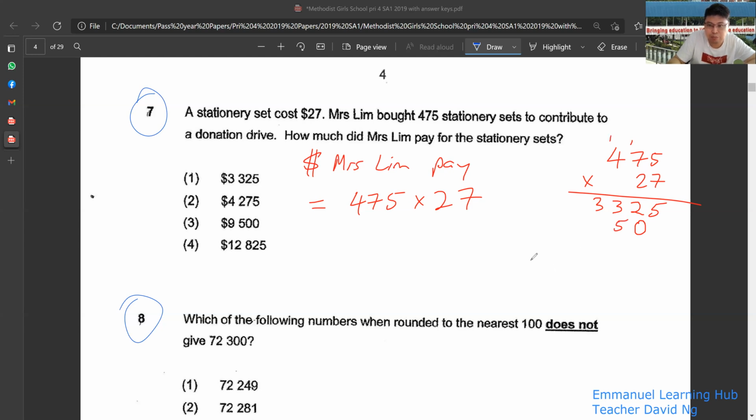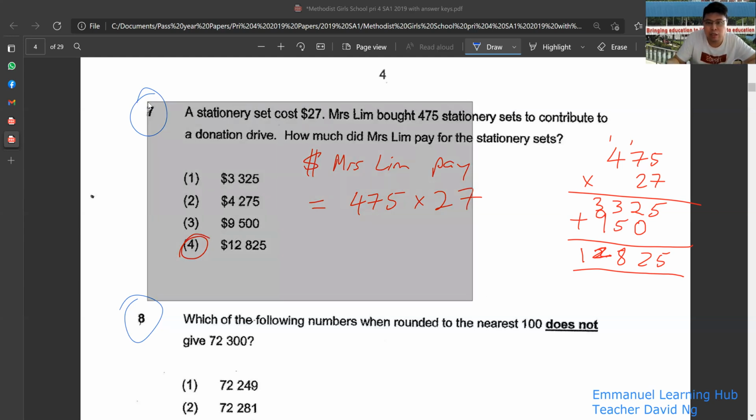Then after that, 4 times 2 is 8, plus 1 is 9. Then what do you have here? Add together. Put 5, then 2, 8, 12. So what's the answer? Number 4 is the answer.